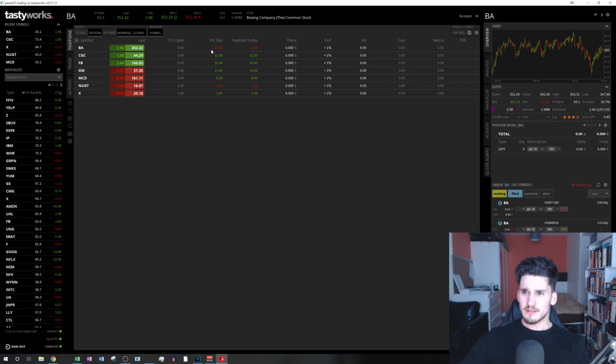Didn't want to really take a $10 loss on BA, but it is what it is. I got $16 on Facebook, $12 on CGC, and $11 on GM. You can see these we were going long, and then puts on here as well. So these were shorts, but overall, not too bad. I didn't capture any of the trades, unfortunately.